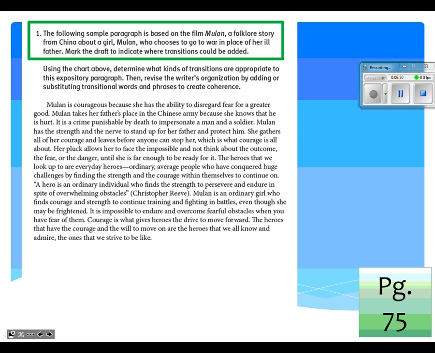The following sample paragraph is based on the tale of Mulan, a folklore story from China about a girl, Mulan, who chooses to go to war in place of her ill father. Read the draft and see what transitions could be added.